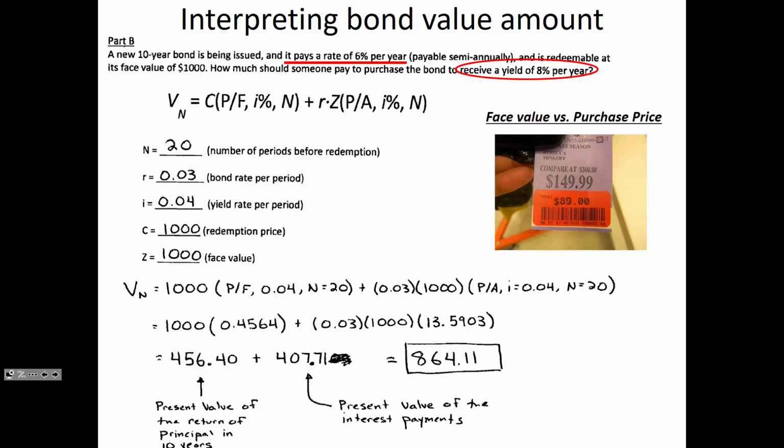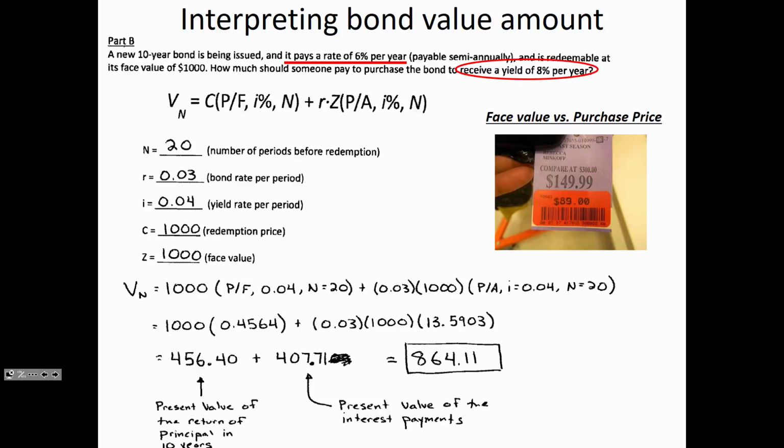It seems strange. Why would a $1,000 bond be priced at less than $1,000? Well, if you go shopping, they'll say, oh, here's a coat that should cost $300. We normally sell it for $149.99, and today you can buy it for $89. Anybody know where that tag's from? Yeah, I think it's TJ Maxx or maybe Marshall's.